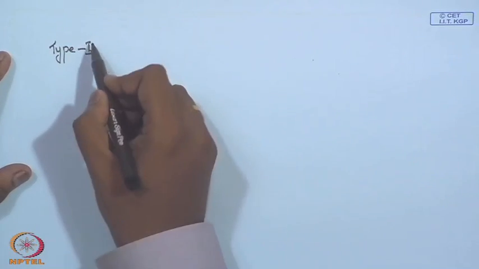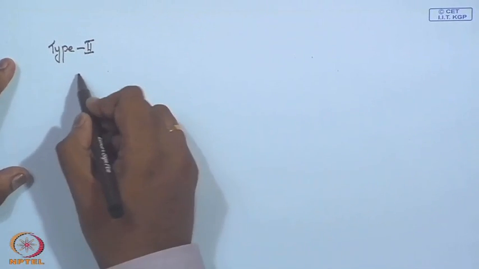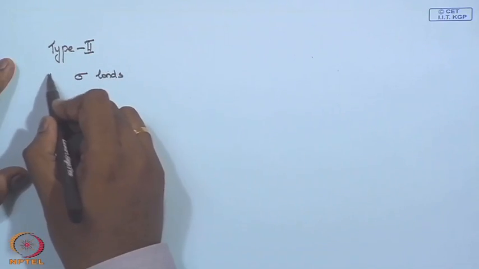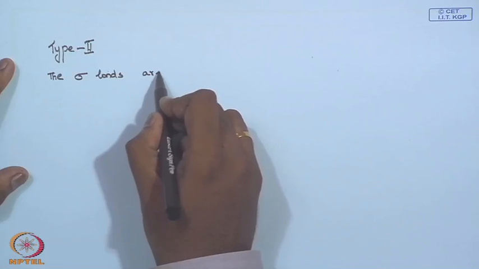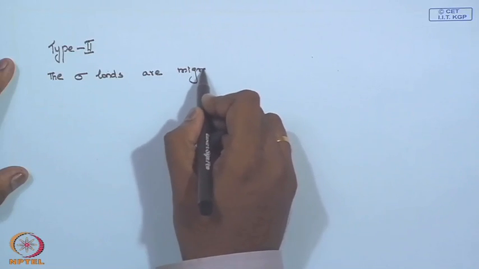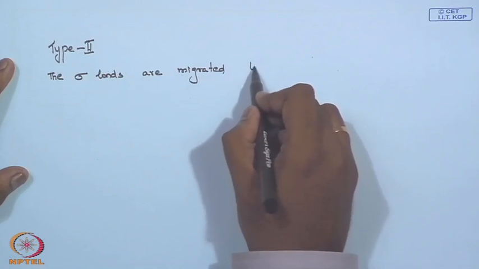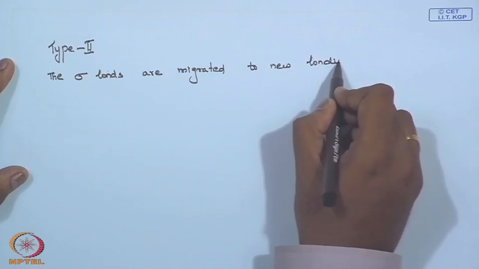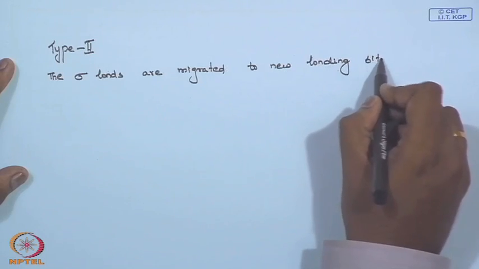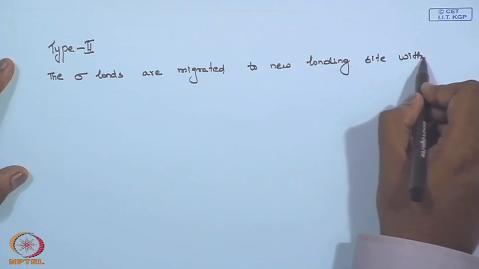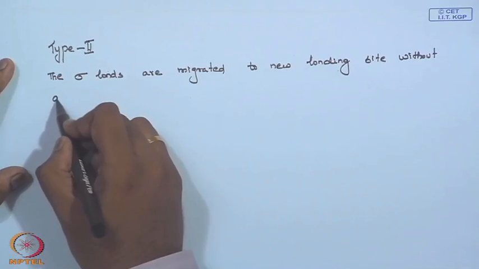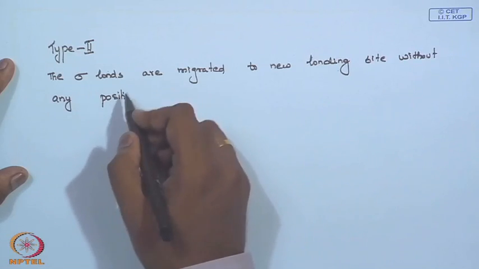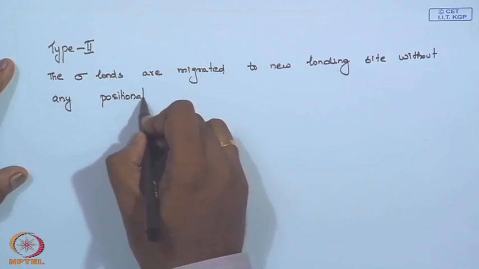What does type 2 define? It says that the sigma bonds are migrated to a new bonding site, but without any positional interchange. Why am I writing this definition? Because it will be helpful once we see the example.